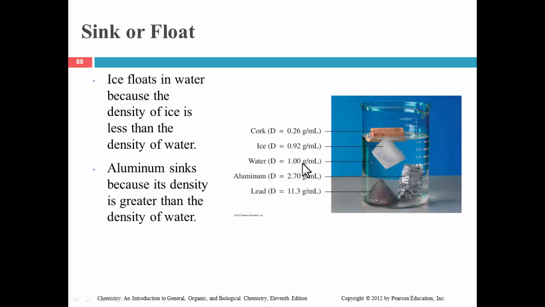Water is always going to be 1.00 grams per milliliter. Aluminum will always be 2.70 grams per milliliter. Lead will always be 11.3 grams per milliliter. And so these are actually values that you can look up in a reference table.